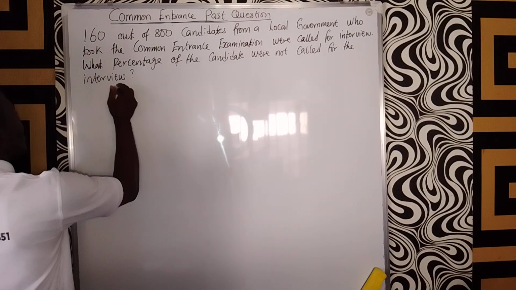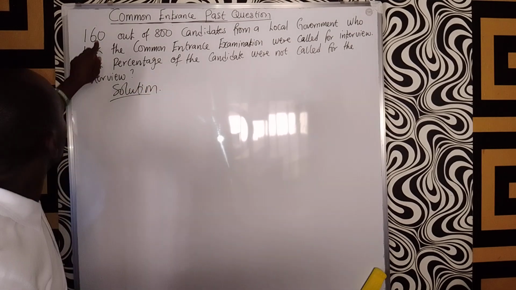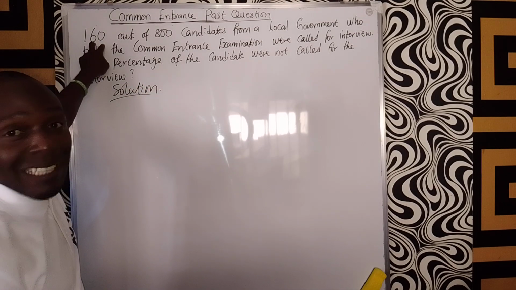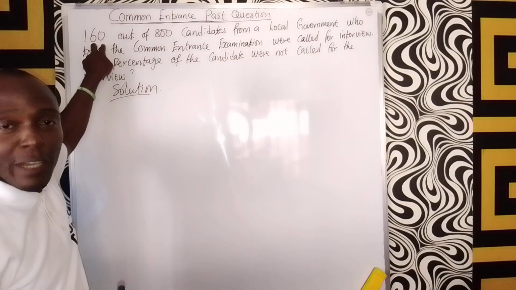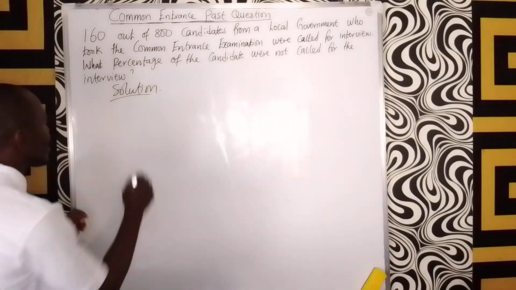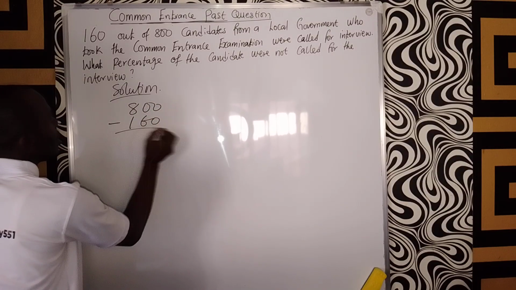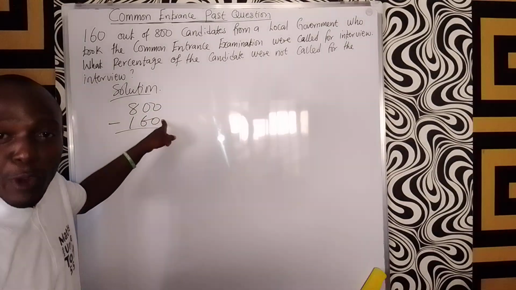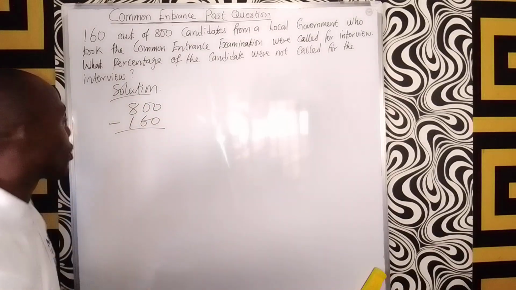Okay, let's solve it. Solution: if 160 were called for the interview, how do we get the remaining ones that were not called for interview? We subtract. I believe that is simple to do. Take away 160. So we are subtracting those that were called for interview from the total candidates to get the total number that were not called for the interview.